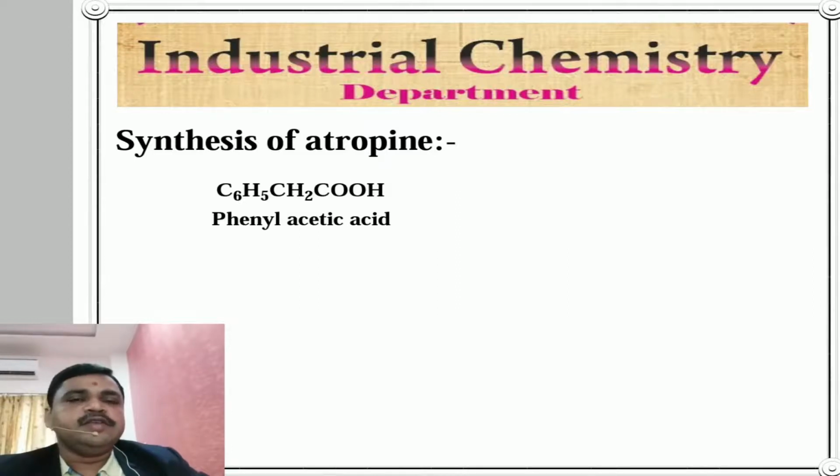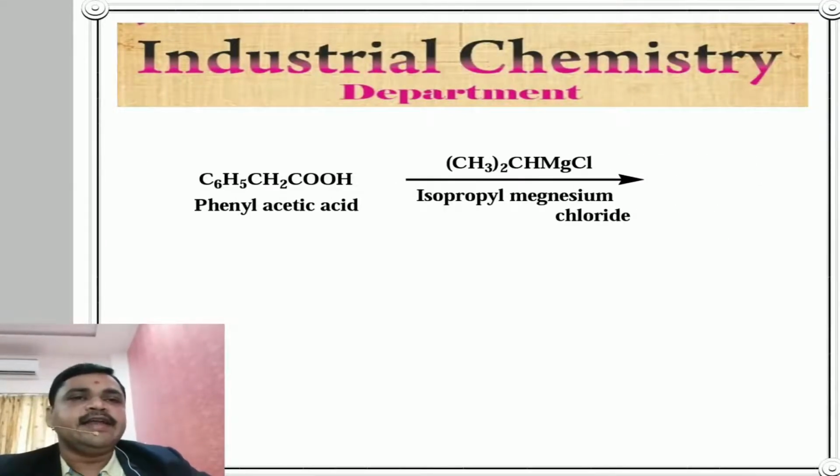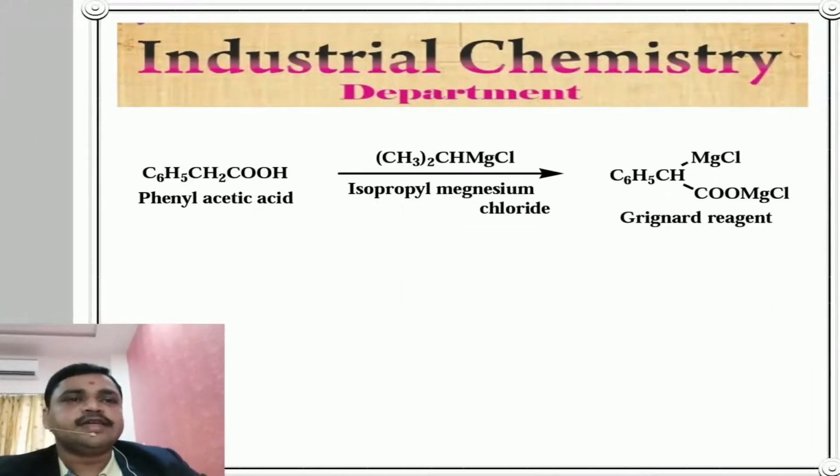So first of all, we synthesize tropic acid, and in atropine, tropic acid is synthesized from phenylacetic acid. The structure is phenylacetic acid, C6H5CH2COOH. This phenylacetic acid is treated with a magnesium chloride salt known as isopropyl magnesium chloride, (CH3)2CHMgCl. Interaction between phenylacetic acid and this magnesium chloride salt gives a Grignard reagent.